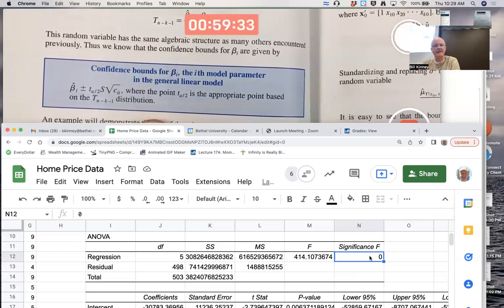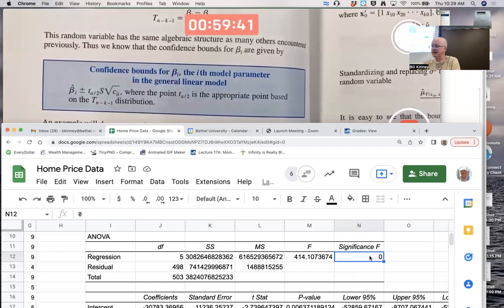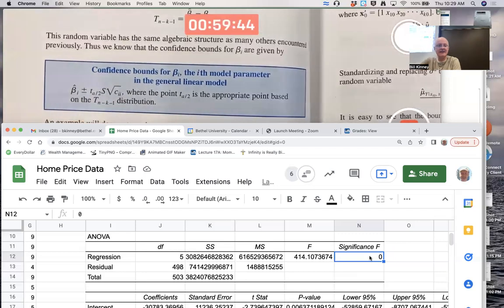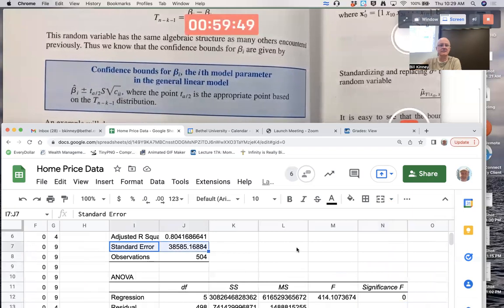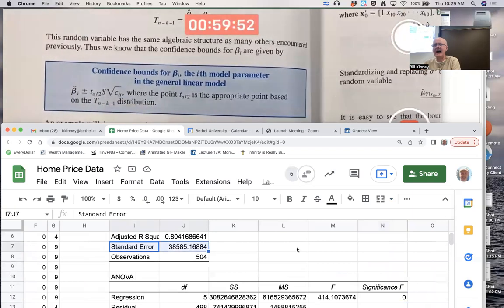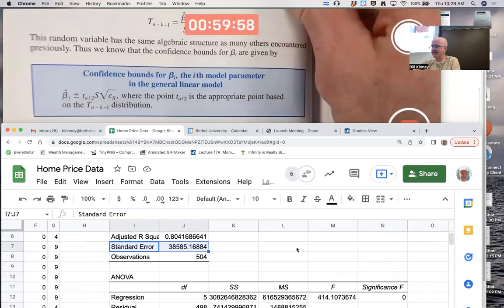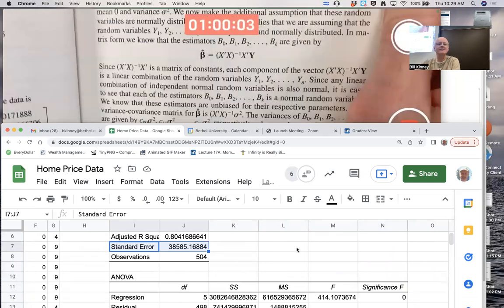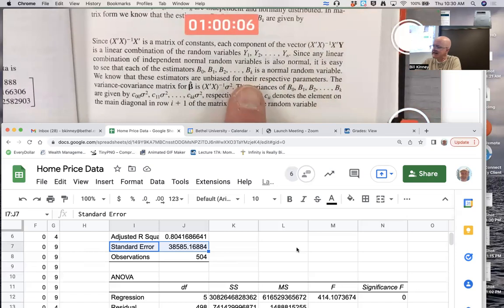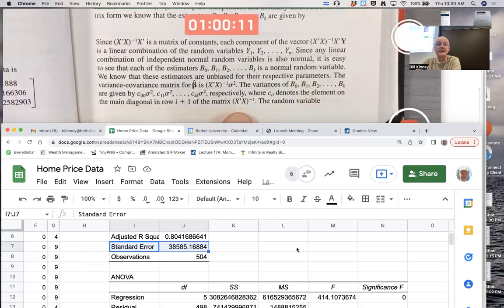Confidence bounds for beta i, the ith model parameter in the general linear model. Beta i hat is essentially little b i. There's your t value. There's S. That's going to be the regression standard error right there. That's the thing labeled S. What's this? Square root of c_ii. That's what we have left to explain in our last 10 minutes today. c_ii, if you look on the previous page, is the element on the main diagonal of row i plus 1 in this matrix.